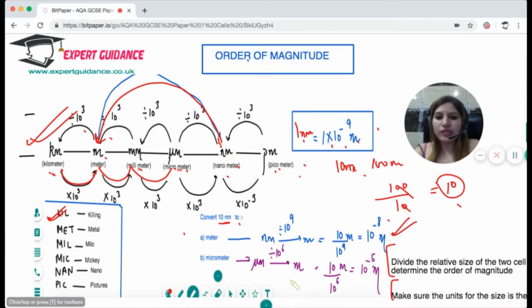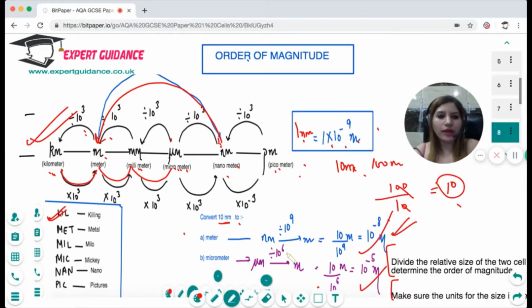And micrometers to meters is 1, 2, 2 bumps, so it means divide by 10 to the power 6. So that gives the answer 10 power minus 5 meters. So it's very important you know how you need to convert. Make sure both the units are same and then divide the two.